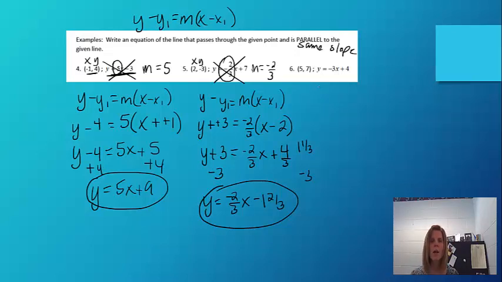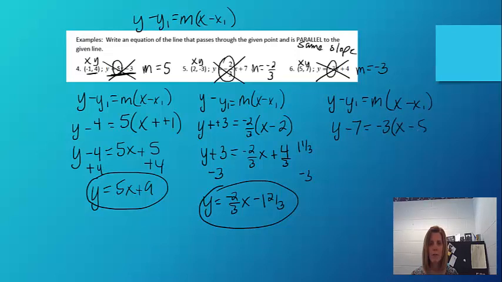Alrighty, welcome back. Okay, for this one, we definitely want to pull the slope from the equation that it's parallel to. So I'm going to take that negative 3, which means in my line, my slope is also going to be negative 3. Cross off that line, label my x and my y. So y minus y1 equals m times x minus x1. Put in my parts, y minus my y is 7. My m is negative 3, x minus 5.